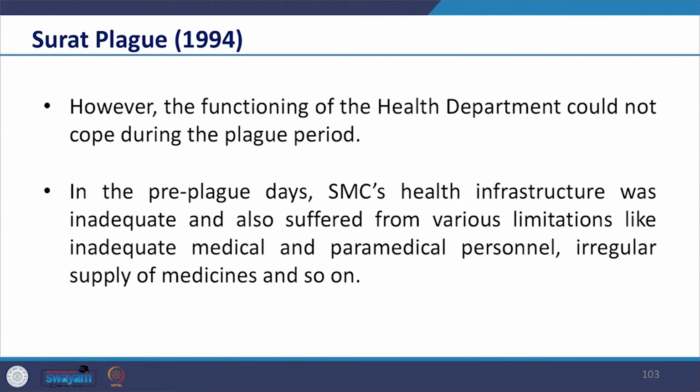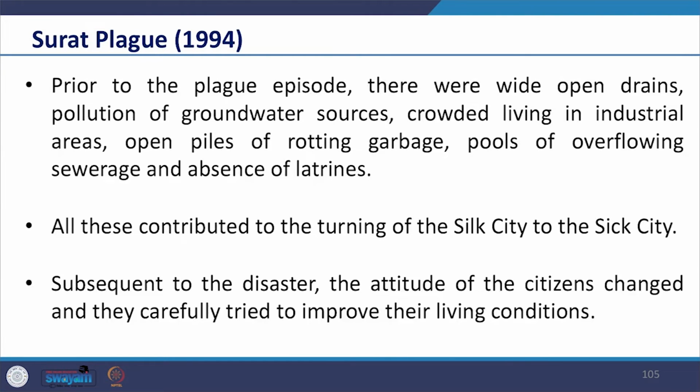In the pre-plague days, SMC's health infrastructure was inadequate and also suffered from previous limitations like inadequate medical and paramedical personnel, irregular supply of medicines, and so on. Prior to the plague episode, there were wide open drains, pollution of groundwater sources, crowded living in industrial areas, open piles of rotting garbage, pools of overflowing sewage, and absence of latrines. All these contributed to turning the Silk City into a sick city.